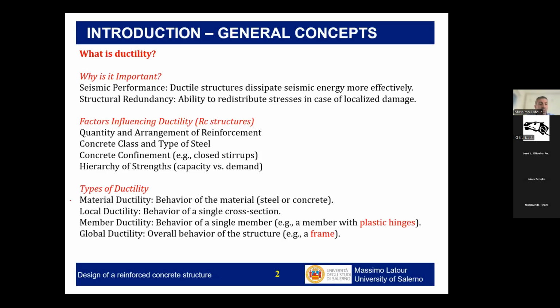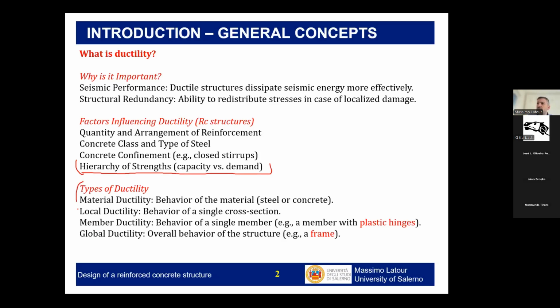Hierarchical design means that we will have to decide in our design which elements are entrusted with the energy dissipation, and all the other parts will have to be designed to have some kind of overstrength. We will see this in more detail in this presentation with the application to the case study.